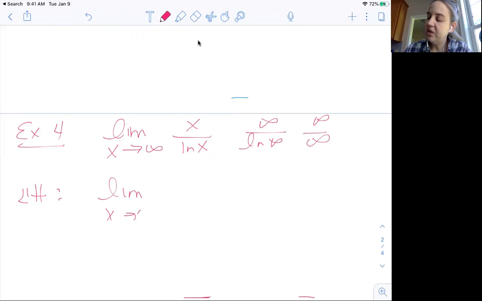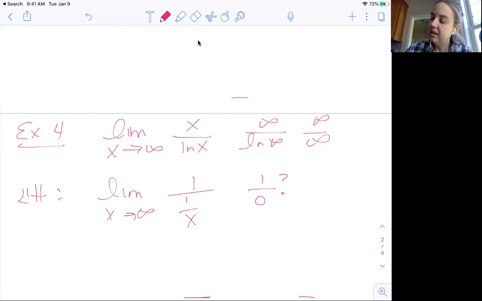The derivative of the numerator is 1. The derivative of the natural log of x, it's been a while, but the derivative of natural log of x is 1 over x. So this looks a little funny. It looks like 1 over 0, which isn't really a number. We can't divide by 0.